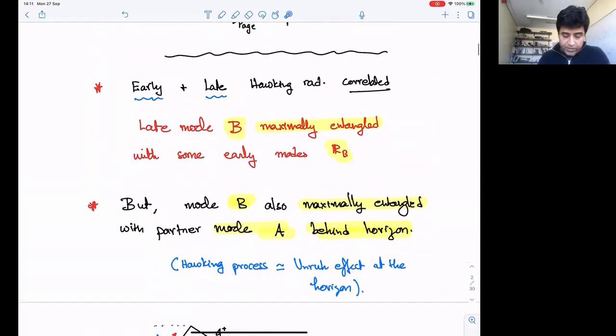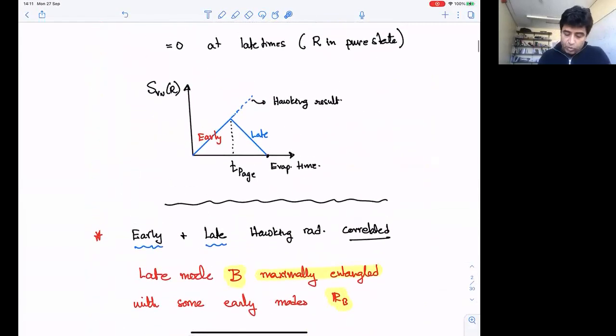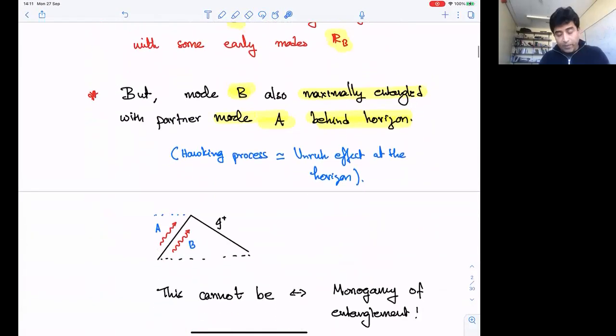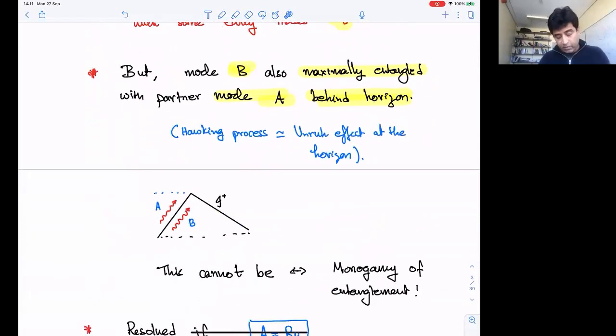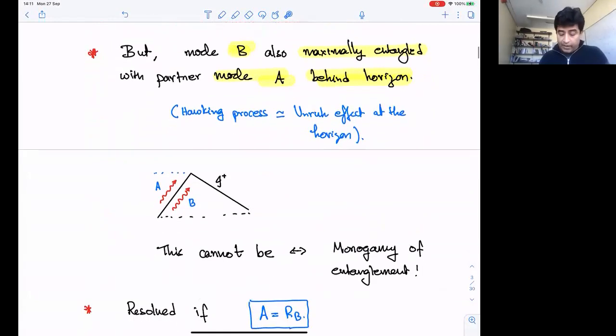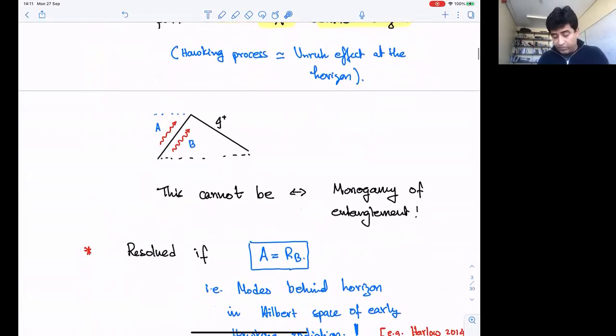So what I'm trying to describe here is the notion of the Page curve, which assumes unitarity. It basically requires that late and early Hawking modes be correlated, but the Hawking process itself requires that any given Hawking mode B be correlated with something else behind the horizon. And general results in quantum information tell us that this cannot be.